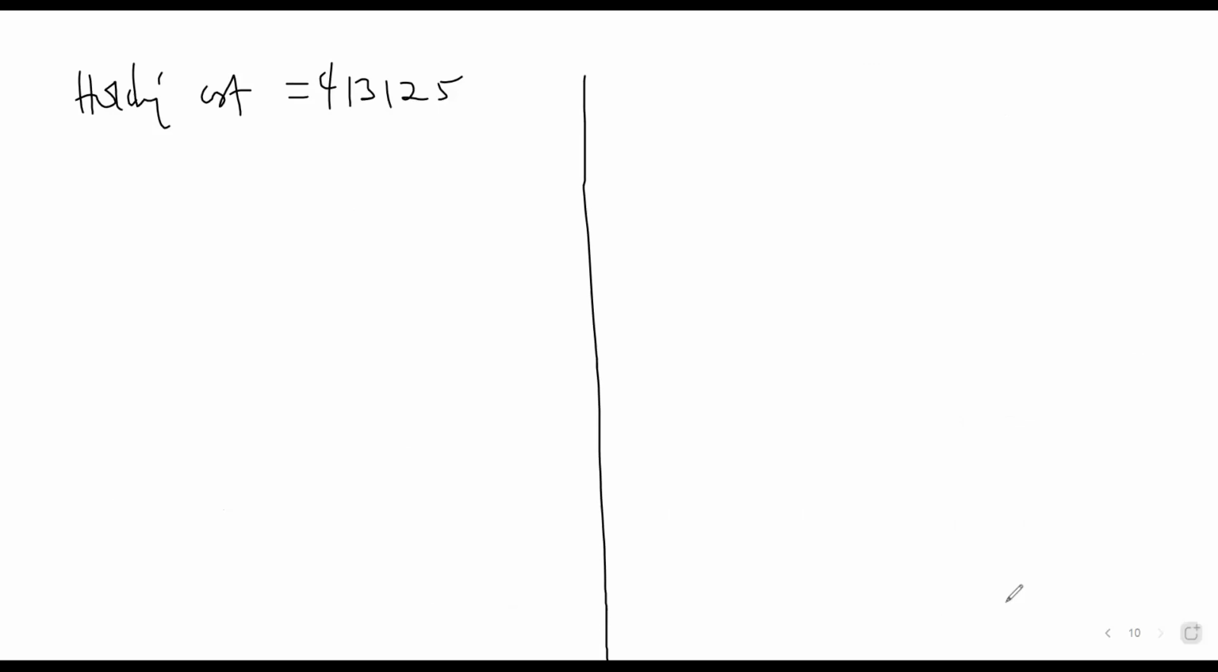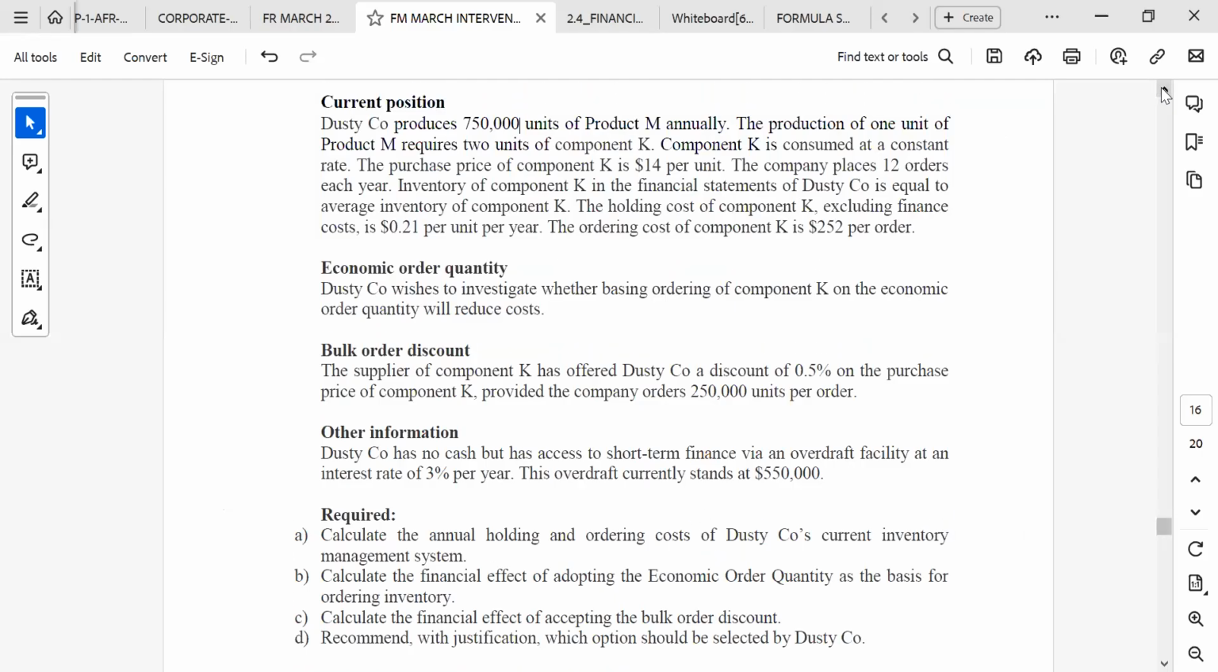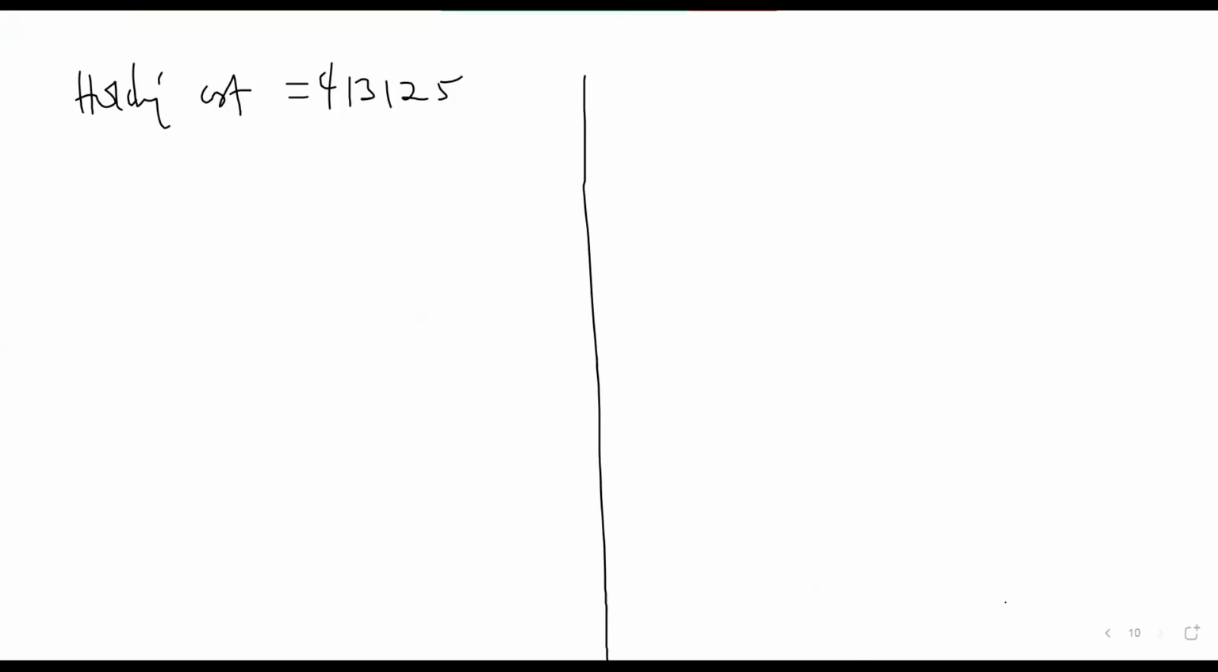Sometimes the question can ask you to find the total inventory cost. So if they are asking you to find the total inventory cost, then you calculate your holding cost, your ordering cost, then you now add your purchase price because you buy the item. How much are you buying them? 1 unit is 14 pesos. How many units are you buying per year? It is 1.5. So 1.5 multiplied by the cost per unit. But this one, the question is specifically asking us to find the holding cost and the ordering cost. So that is what we have done.